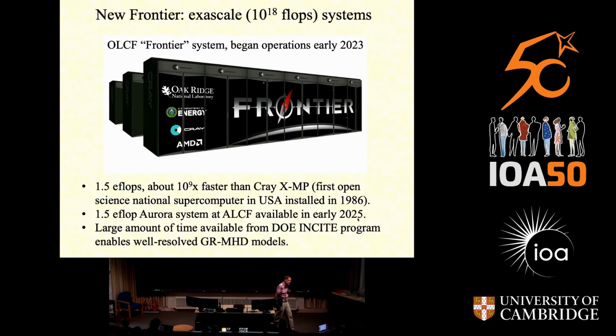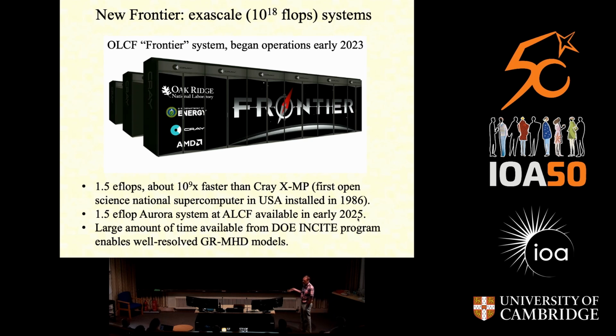But surely another frontier has been the emergence of Frontier and machines like it. These are exascale computers that have become operational in the last couple of years. The first exascale computer in the US was this machine at Oak Ridge called Frontier, quite appropriately. It's about 1.5 exaflops. That's 10^18 flops. And even for astronomers, 10^18 is a big number. That's a lot of flops. It's about 1 billion times faster than the first open science computer in the US, a Cray X-MP, back in 1986. And there's now a second machine installed at Argonne. It's even, in fact, a little bit faster than Frontier.